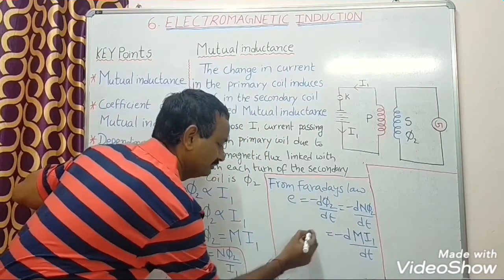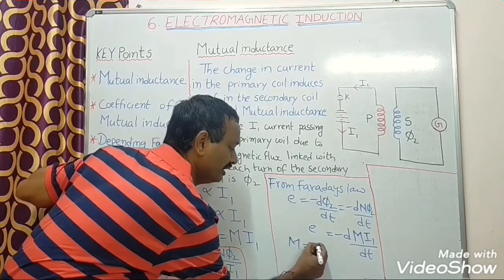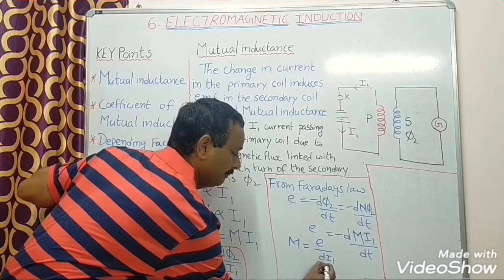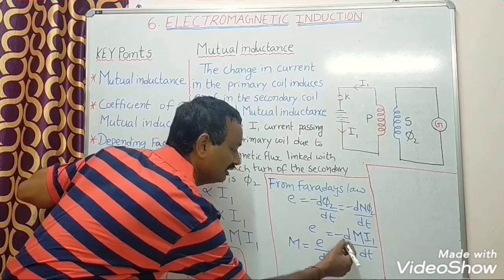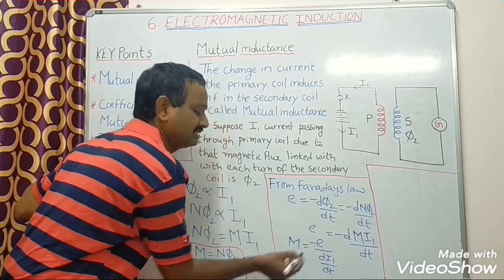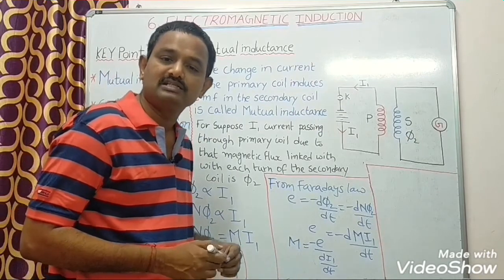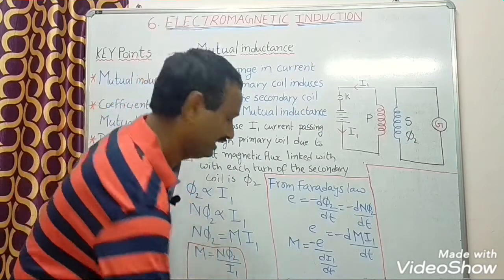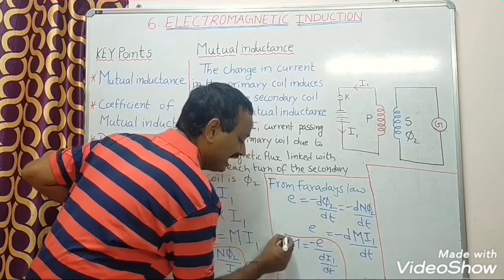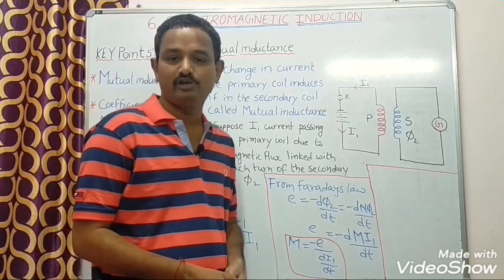From this I can write M equal to E by dI1 by dt. So this minus I am moving to the left side, so I will get minus E by dI1 by dt. So I got mutual inductance in terms of EMF, that is M equal to minus E by dI1 by dt. So I can write the SI unit here.